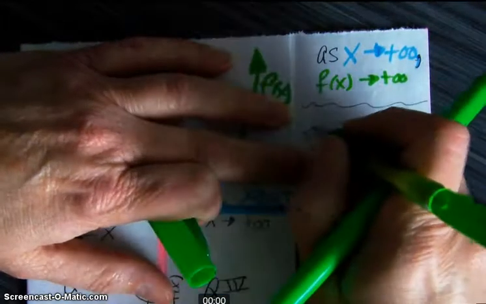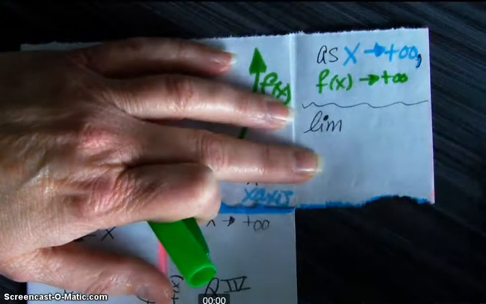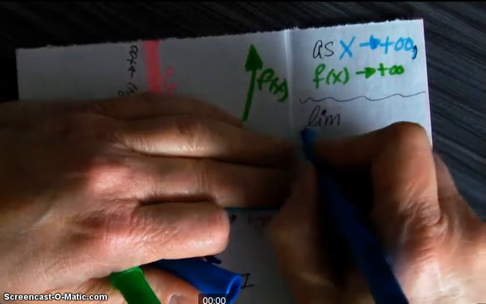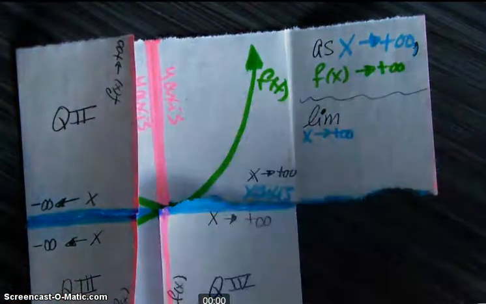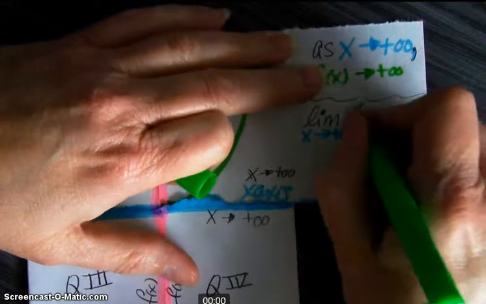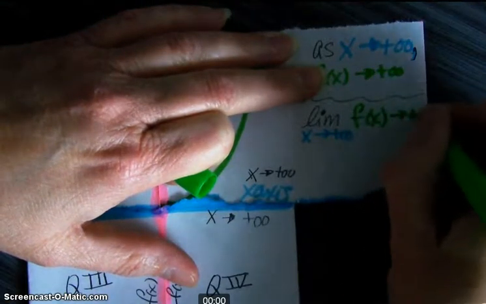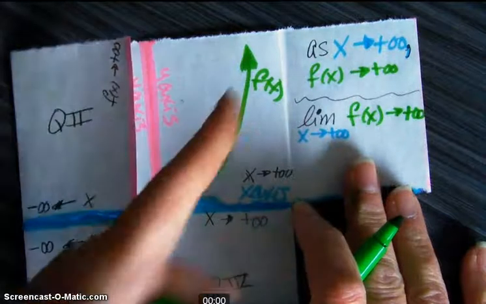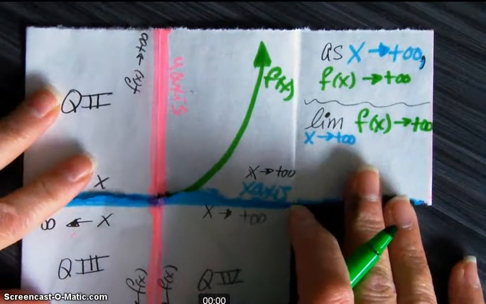But there's a calculus way to write it, which is the limit. And it looks like this. The limit of f of x as x goes to infinity, so it would go like this. And then it would say f of x goes to positive infinity. And that's because as we're passing to the right on our graph, this graph is actually traveling up. So that's how we would write that one.